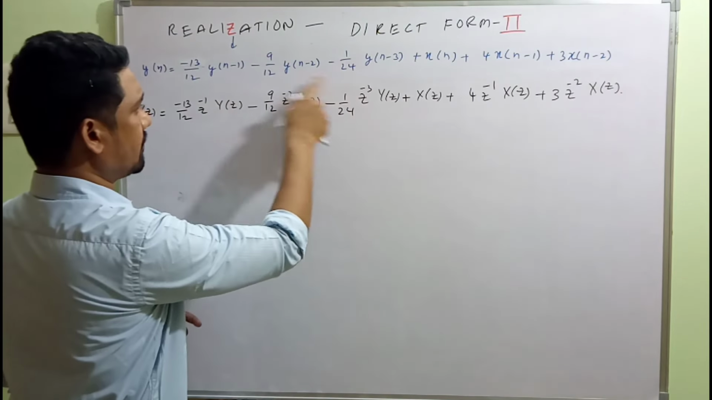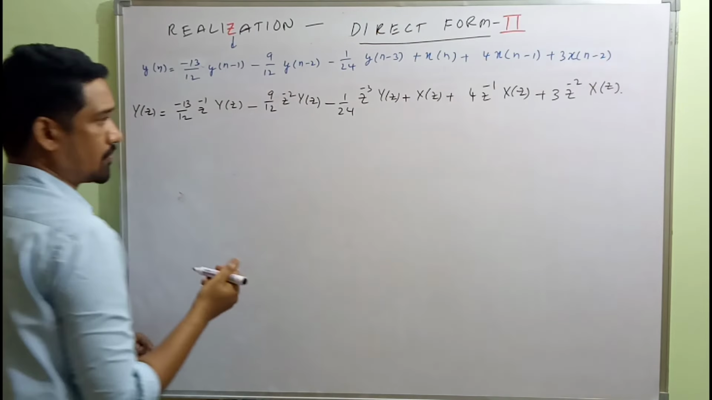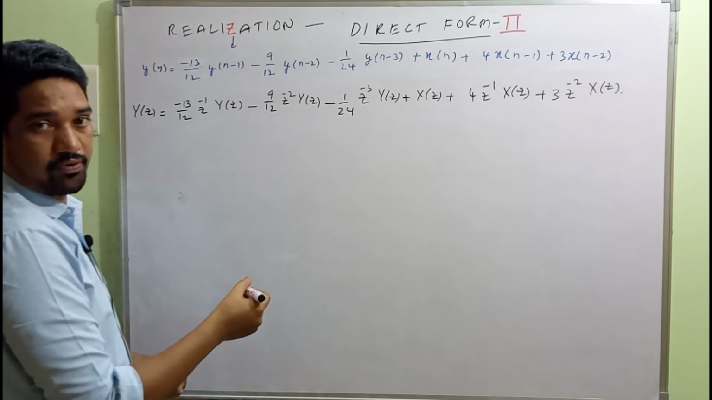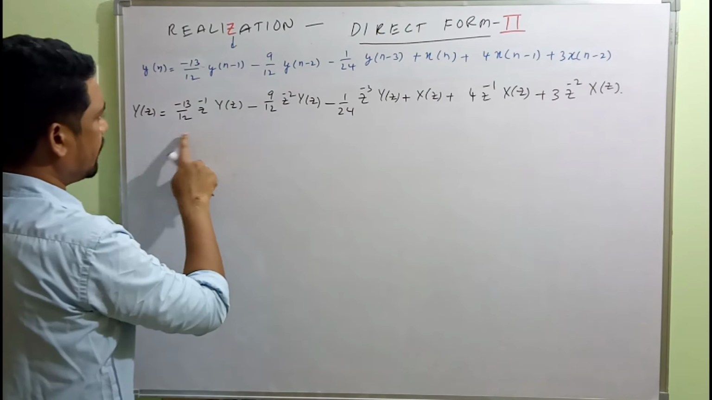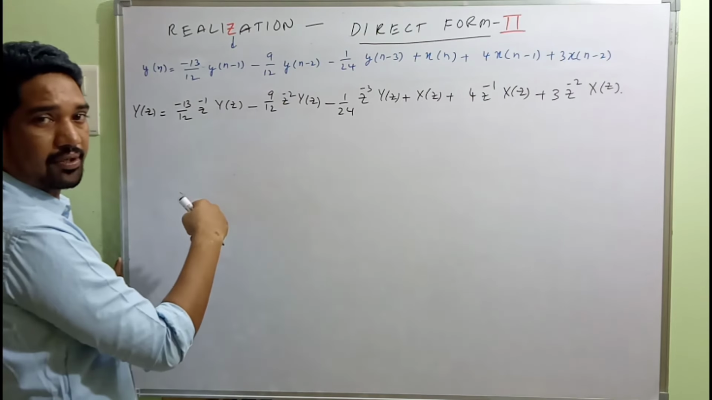This is the Z transform of this entire equation, and that is the procedure to obtain the direct form 2. Let's see how to evaluate the direct form 2. Here we need to arrange the entire equation in a transfer function, y of z by x of z.